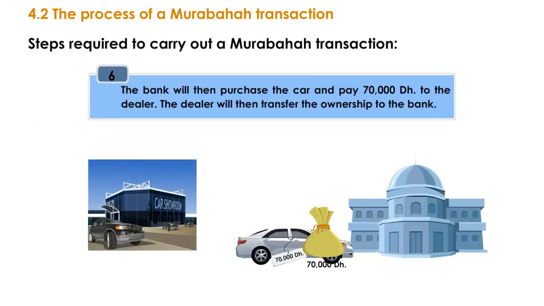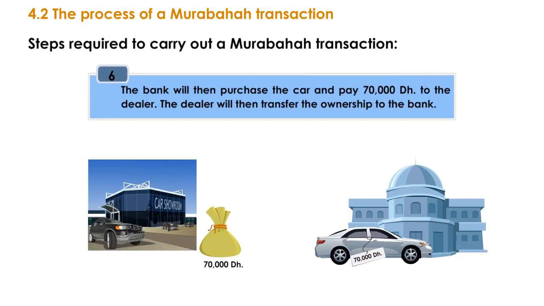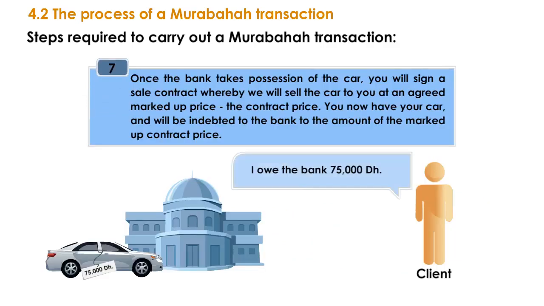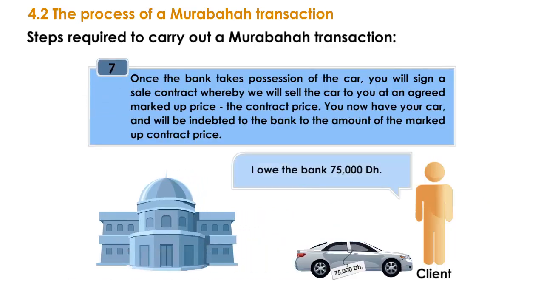The bank will then purchase the car and pay 70,000 dirhams to the dealer. The dealer will then transfer the ownership to the bank. Once the bank takes possession of the car, you will sign a sale contract whereby we will sell the car to you at an agreed marked up price. That's the contract price. You now have your car and you will be indebted to the bank to the amount of the marked up contract price.